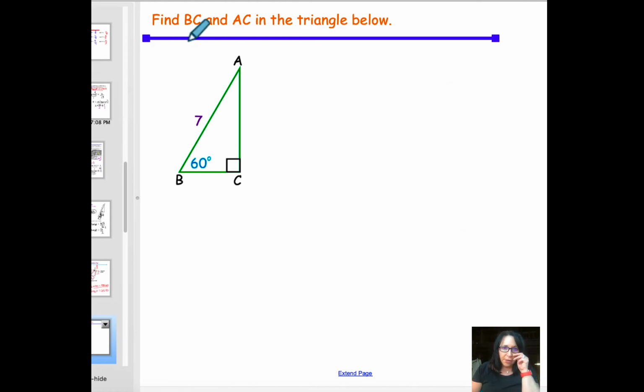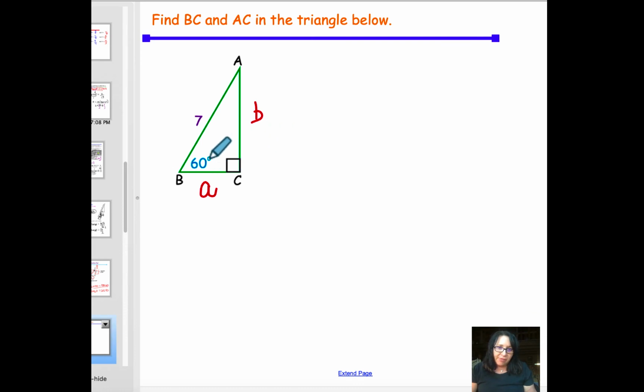Okay, so we're going to try to find BC, which is this length right here. We're going to call that little a because it's opposite angle A, and AC, which we're going to call little b because it's opposite angle B. So we know that across from the 90 is 2a. Now you can use the shortcut, like I was showing you with the special right triangles, or you could do this the long way.